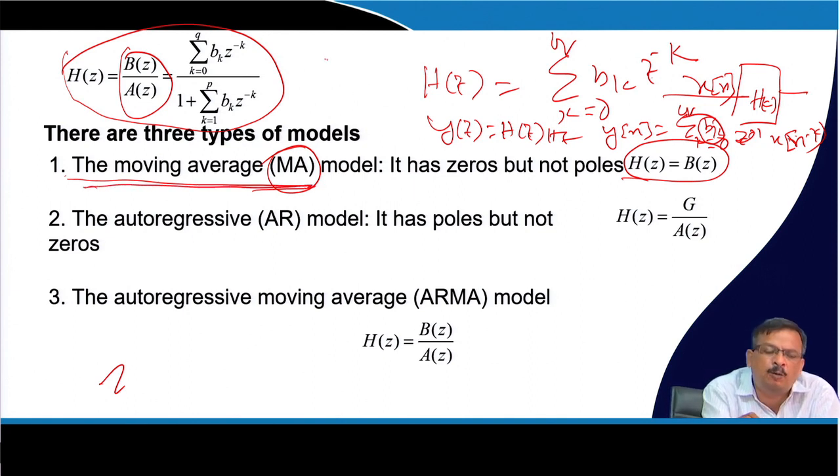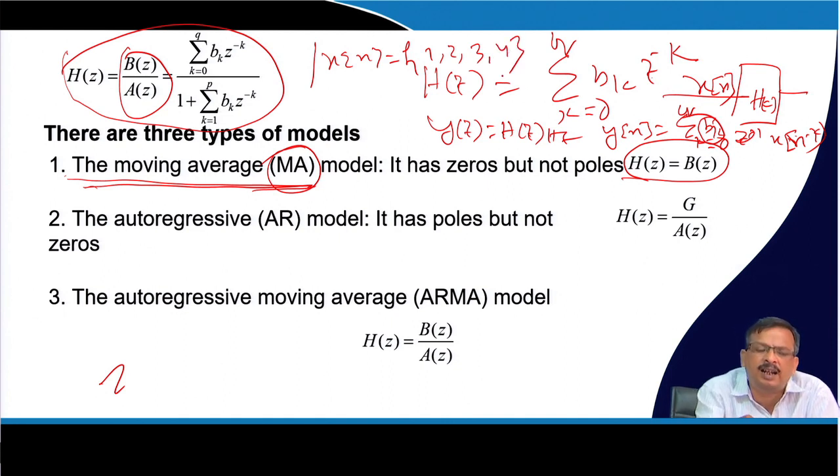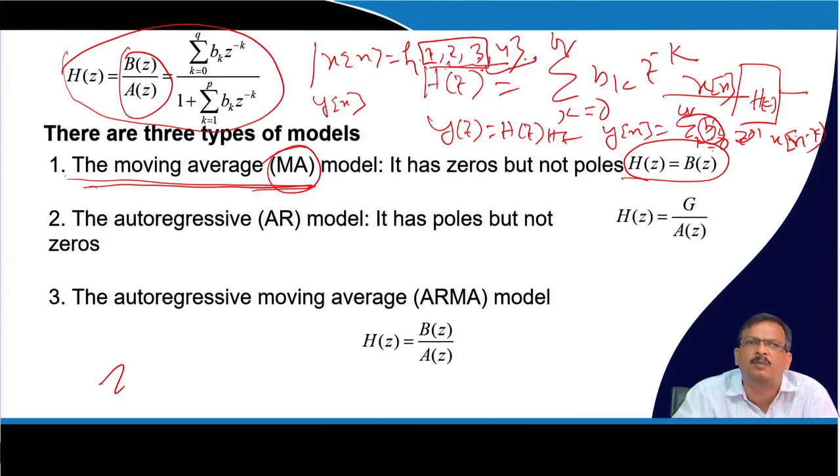Suppose I have a signal x(n), say 1, 2, 3, 4. I apply a filter, so y(n) is a moving average of, let's say, 3 samples. So 1, 2, 3 are multiplied by b0, b1, b2 and then summed. Then 2, 3, 4 are summed, then 3, 4 and so on. So it is a moving average kind of thing. That's why it is called the moving average model.